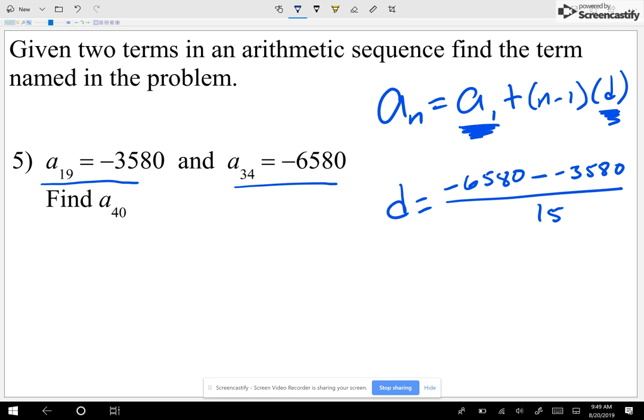And the reason why I'm doing 15, because from the 19th number to the 34th number, there's 15 numbers. So I'm going to subtract the two values. Whatever I get, I'm going to divide it by 15, because from 19 to 34 is 15 numbers. Did you guys figure what that is?